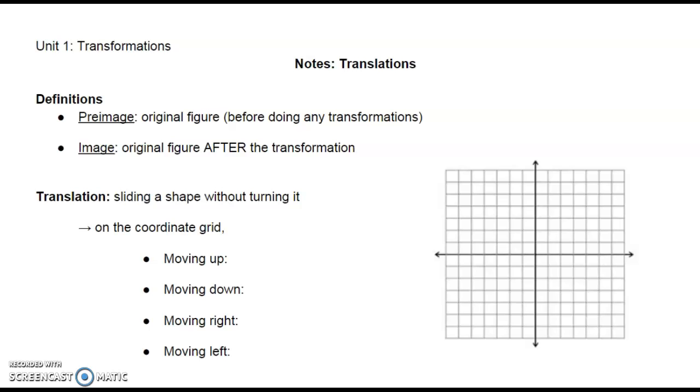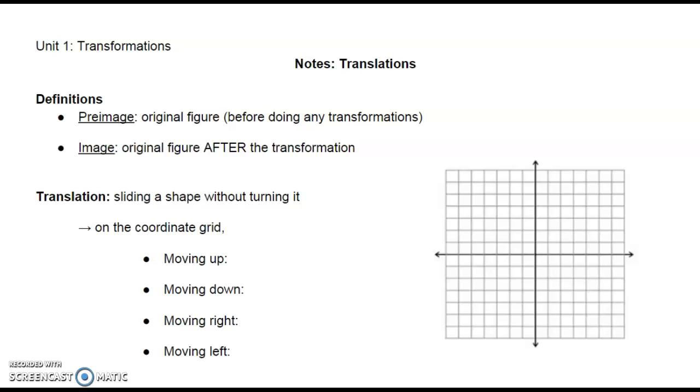So at the top of your paper, I want you to write translations. And then under that, we have two definitions to start with. Our first definition is pre-image, which is our original point or figure before we do anything to it. So our original figure before we do any transformations. And then our image is the figure after we've done a transformation to it.